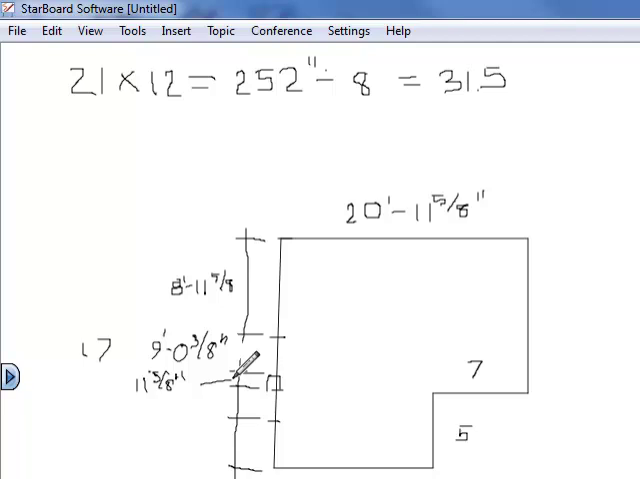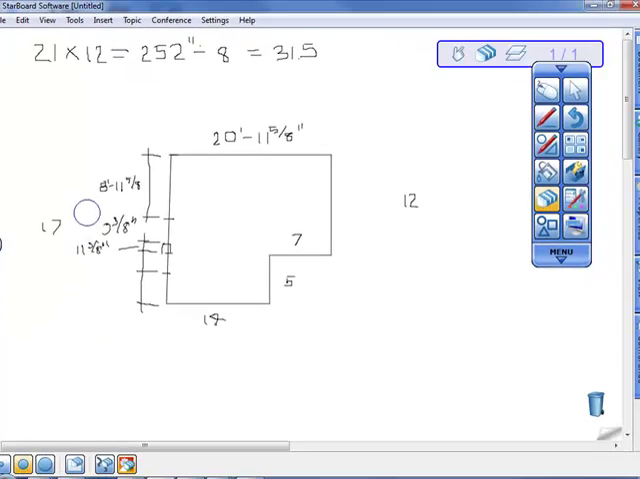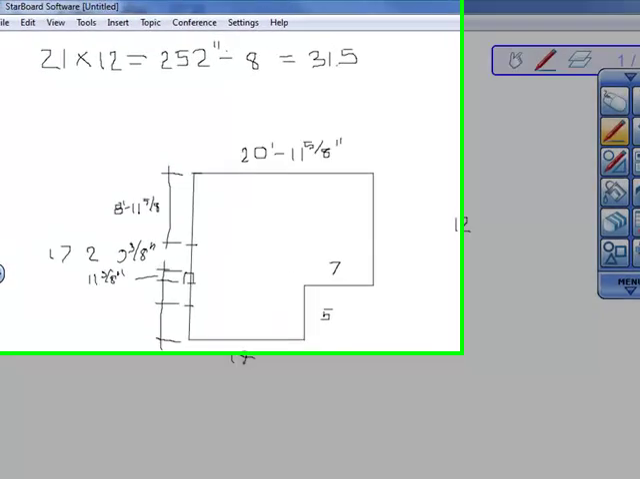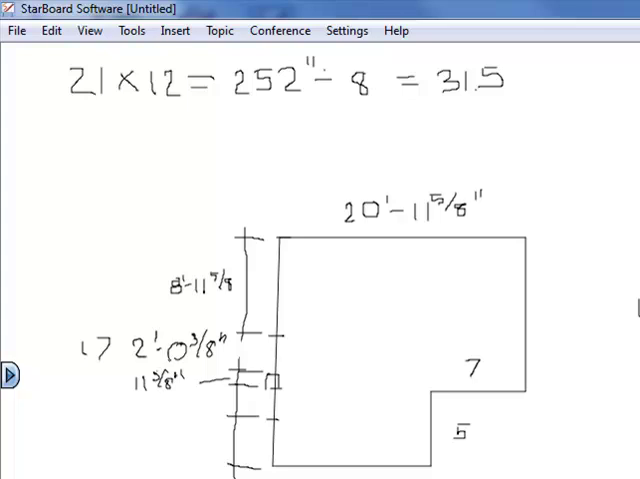Then you got another window, and you can pretty much see it's the same size as that other one, right? So it's 2 feet, and you add a mortar joint for windows based on the rule. So it's 2 feet 0 and 3/8. So this one right here is going to be 2 feet 0 and 3/8.